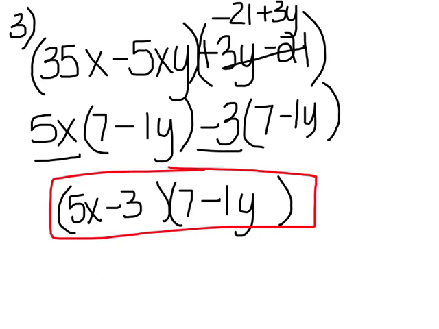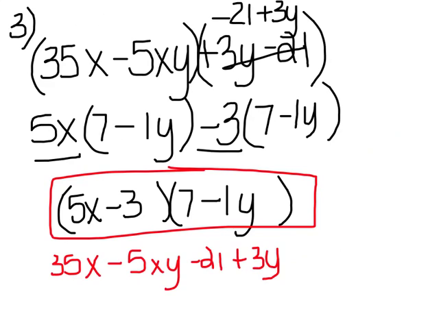So 5x times 7 is 35x. 5x times a negative 1y is negative 5xy. Negative 3 times negative 7 is negative 21, and negative 3 times negative 1y is a positive 3y. This matches our original problem of 35x minus 5xy plus 3y minus 21. So we know we factored correctly.